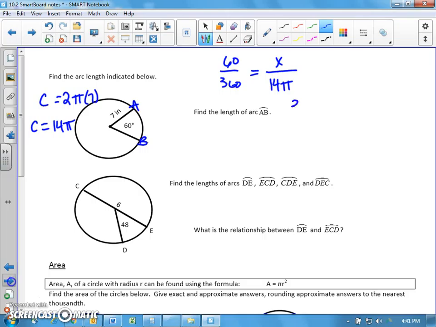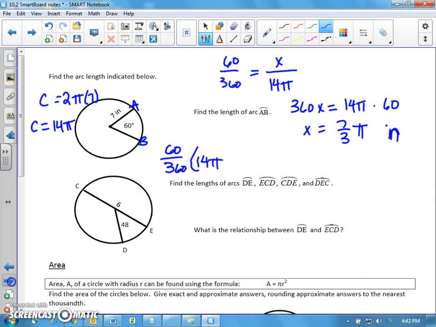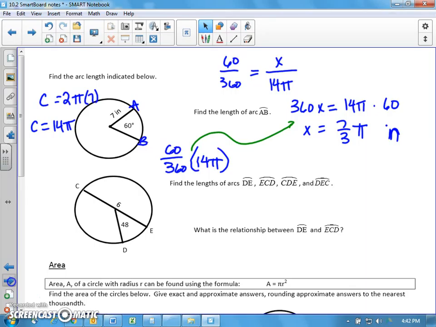Now I can cross multiply, and I'm going to get 360x equals 14 pi times 60. When I divide by 60, I'm going to find out that x would be 7 over 3 pi, and this would be measured in inches. If I choose instead to use the shortened version, I would just be looking at 60 360ths of 14 pi. And if you notice, when we worked this problem a minute ago, that's really what we end up doing right here, because we're dividing by 360. So now let's take a look at the next one.